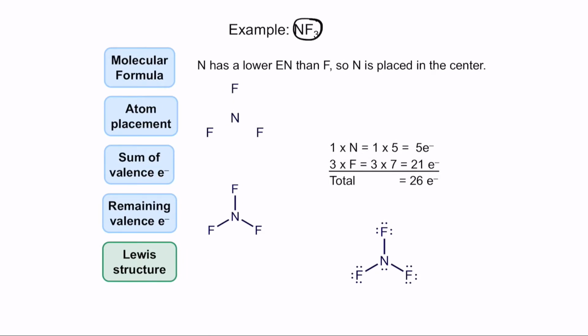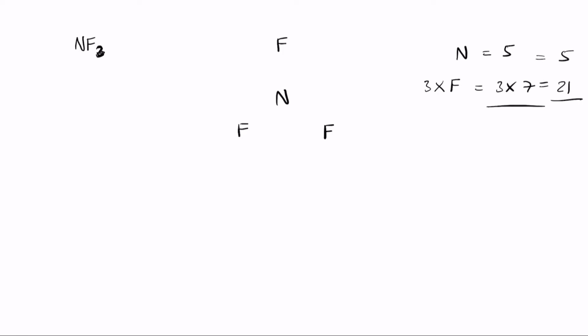Let's say we want to draw the structure for NF3. When you compare N and F, N has the lowest electronegativity, so we place F on the 3 ends. First, what are the valencies? Nitrogen is a group 5 element, so the valency is 5. Fluorine is group 7 and there are 3 of them, so 3 times 7 is 21. So 5 plus 21 gives a total of 26 electrons.